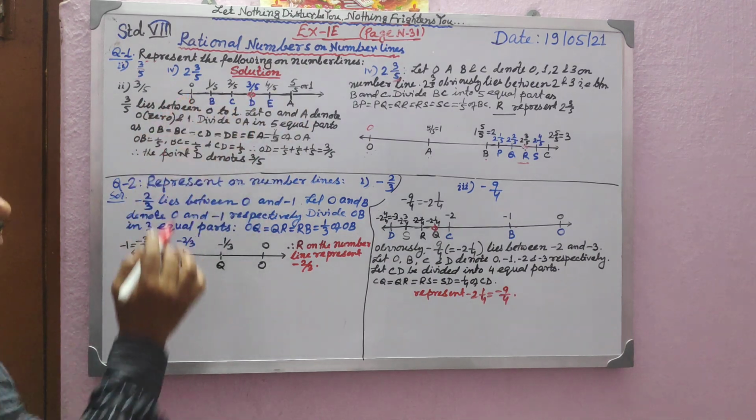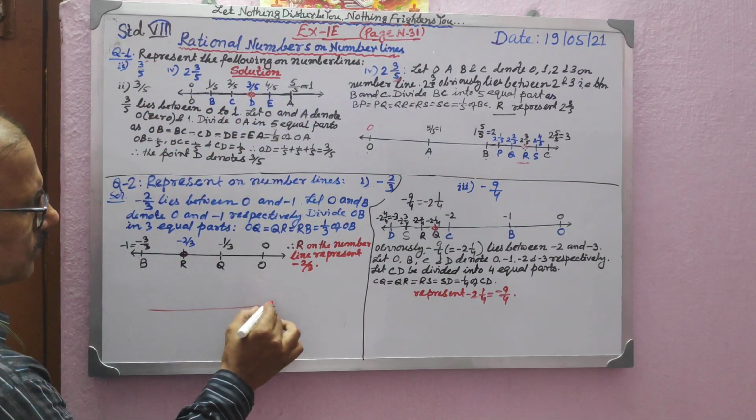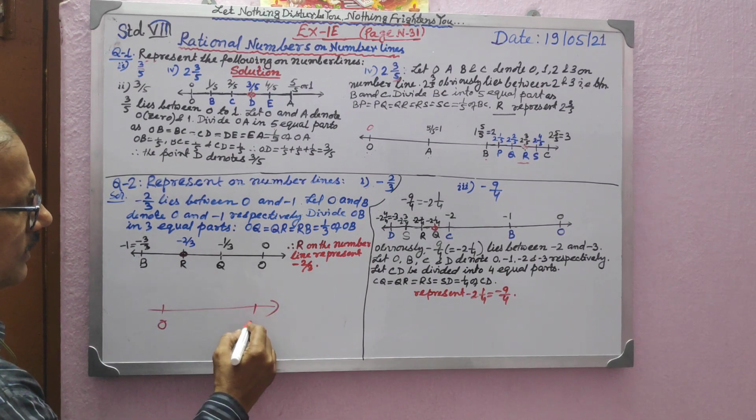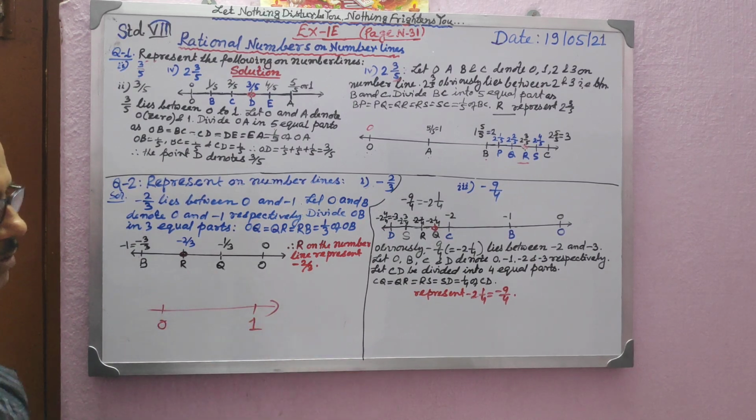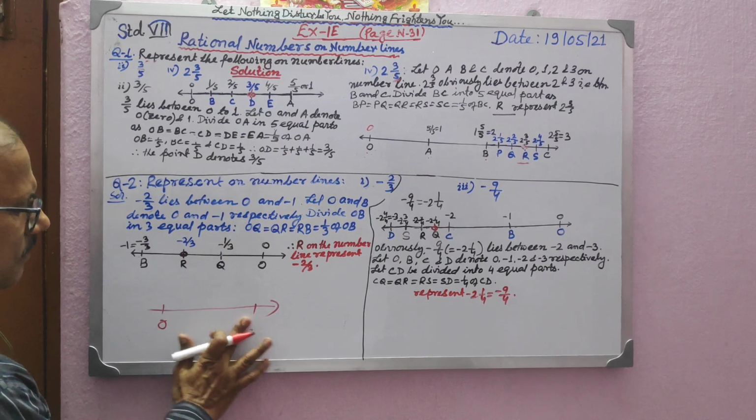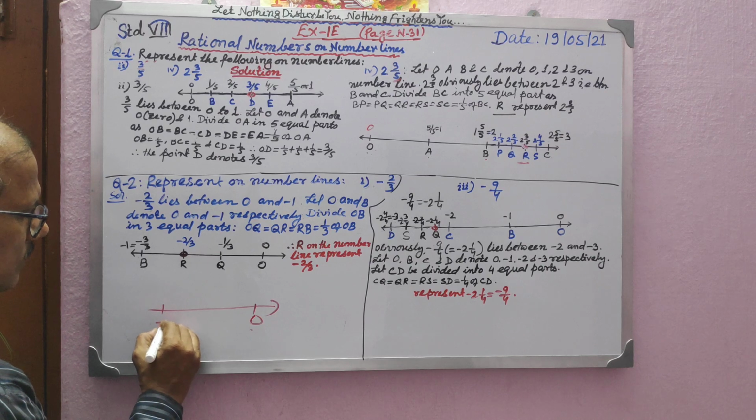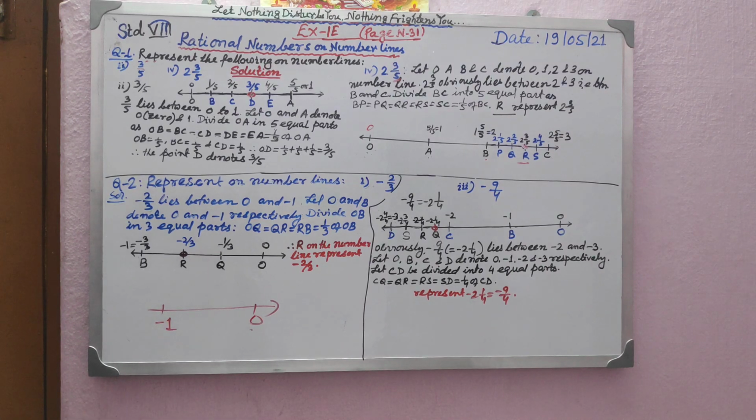And 0, after 0 on the right side is only positive rational numbers. Here it will be 1. Could you understand? Had it been a negative rational number, after 0 to the left-hand side it will be minus 1. Could you understand me? This is what you have to keep in mind. Then things are very easy.